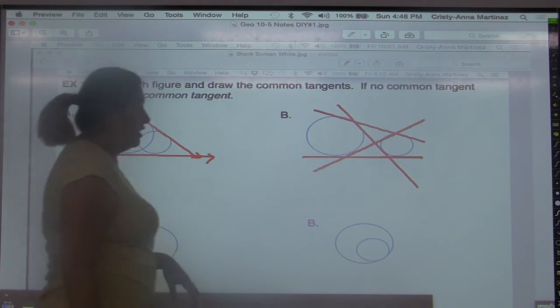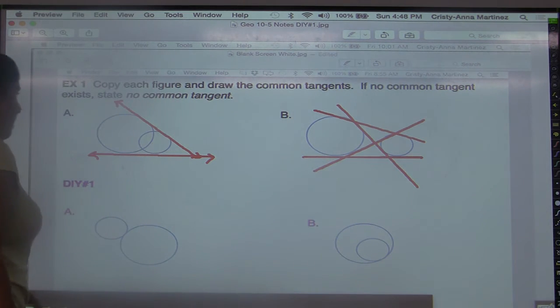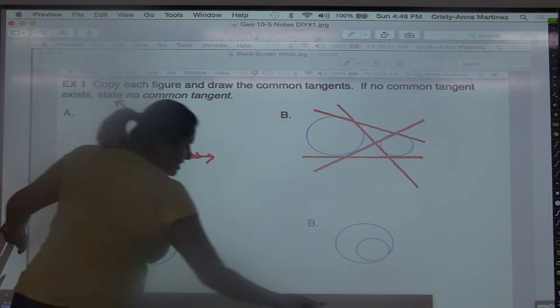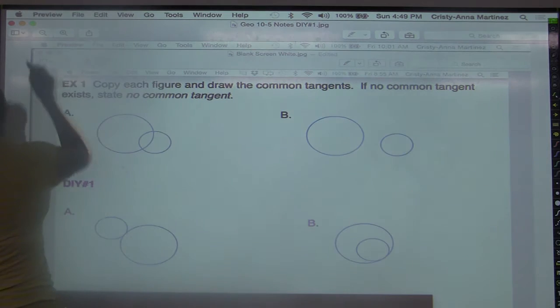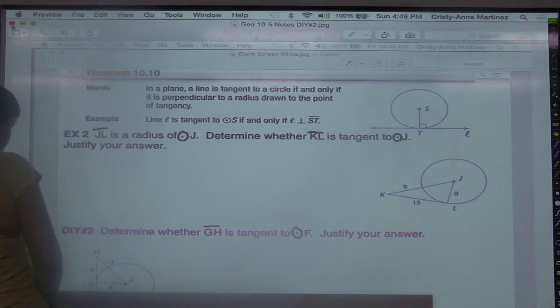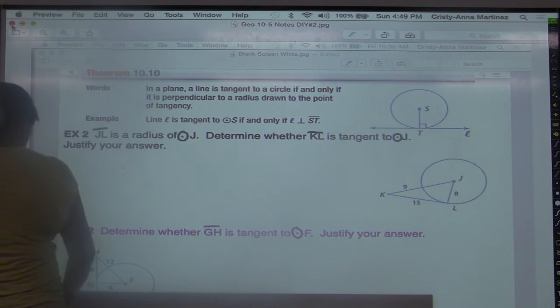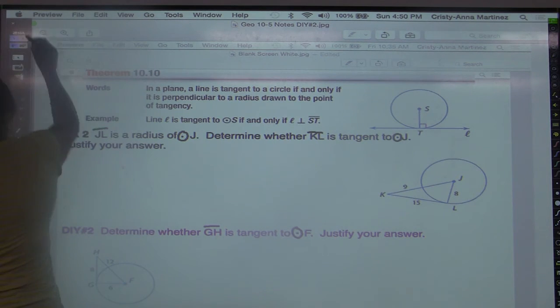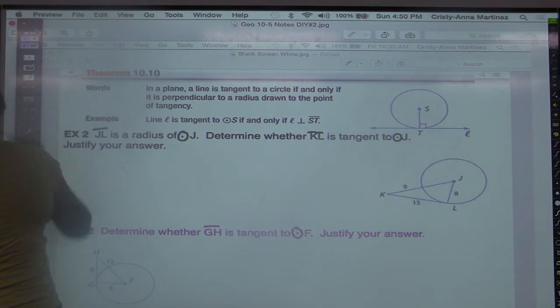So you have actually four tangents in part B. So there you go. Now you can try to do number one yourself, and then we will go on to our first theorem of this section. And here we go. We're going to want to get our guy out of the way a little bit so you can actually see the bottom there.